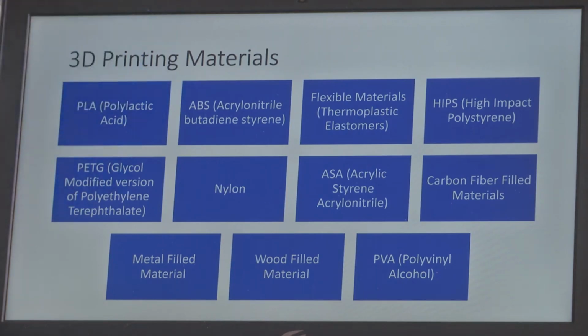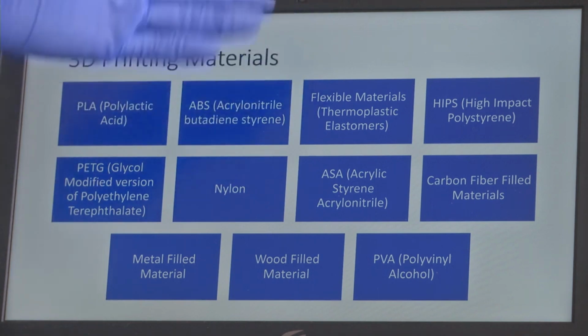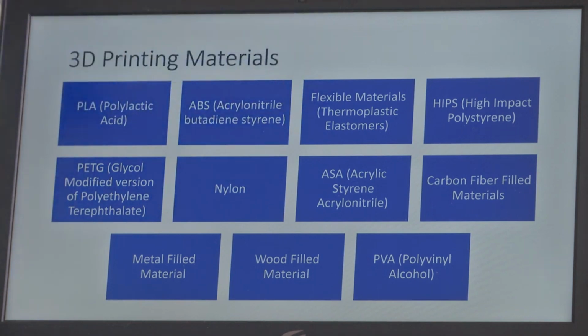For printing ABS or thermoplastic elastomers or nylon or any other, we may require a heated bed. And for printing carbon fiber, metal and wood filament we will require an upgraded extruder.